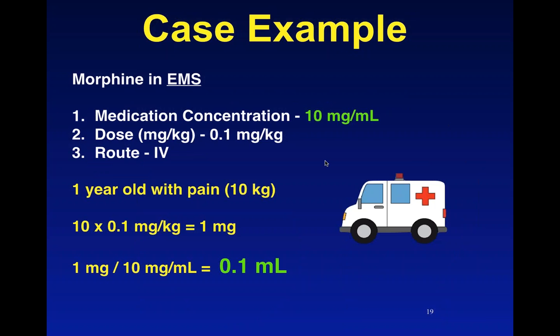So here's an example of what I'm talking about. Morphine in EMS, typically everyone here, I would assume if you're working in the EMS department, you're carrying a 10 milligram per ml. The dose per kilo is typically 0.1 milligrams per kilogram, and you're more than likely going to be giving that IV or let's say even IM. So let's do the math real quick. A 1-year-old is 10 kilograms. 10 times 0.1 is 1 milligram. And then you go 1 milligram divided by 10 milligrams per ml, and you get a volume of 0.1 ml. And so that issue right here is a big issue.